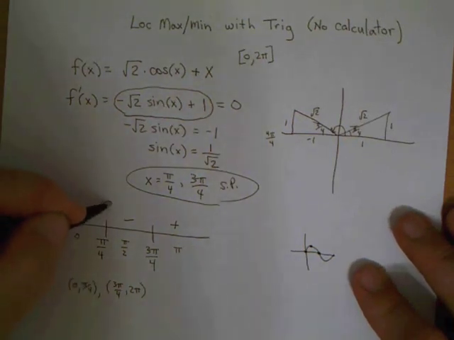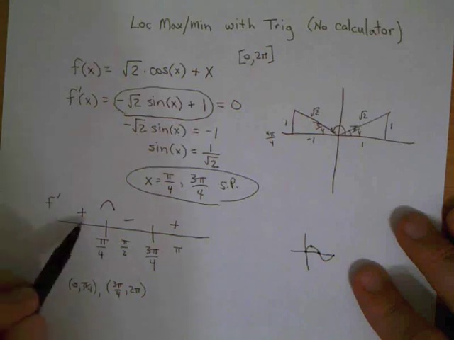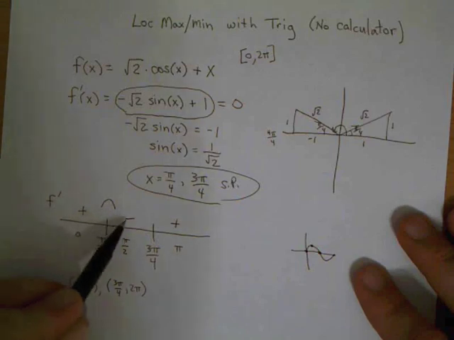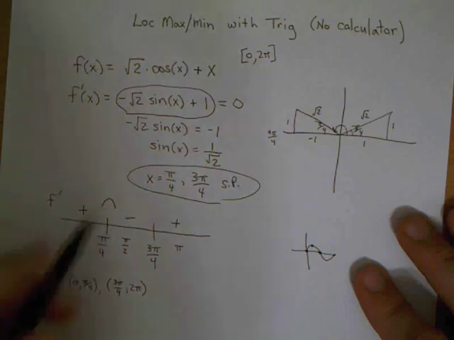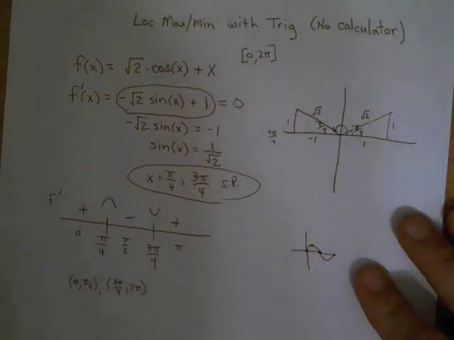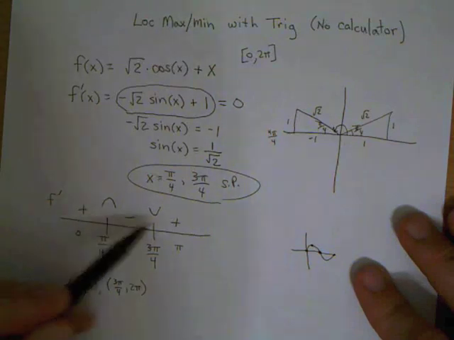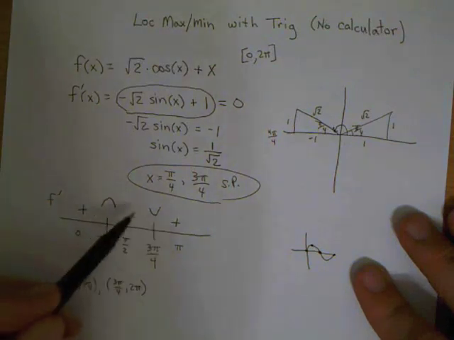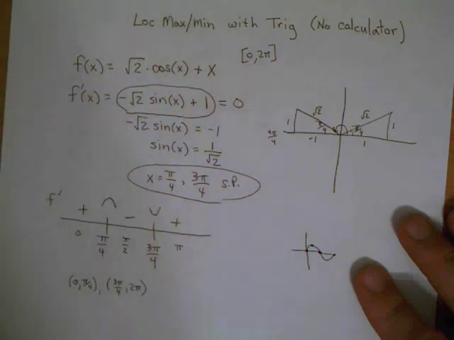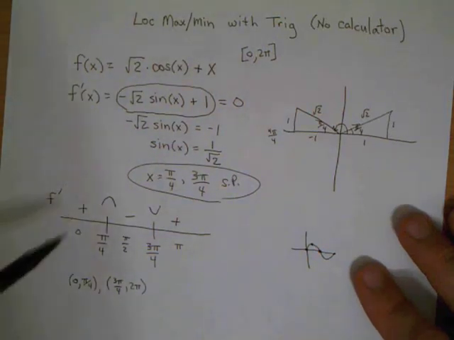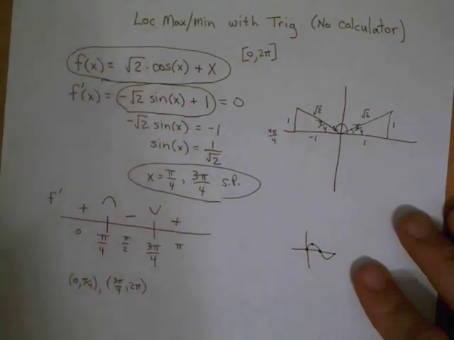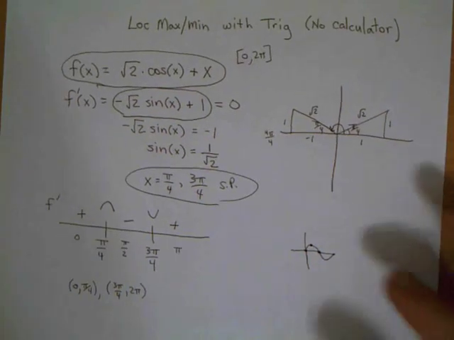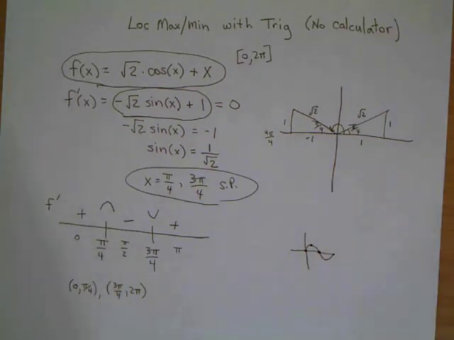If I was asked for local max, I would say I'd have a local max at pi fourth, and I would need to write this out, that f prime goes from positive to negative, so therefore f changes from increasing to decreasing. And I would have a local min here at 3 pi fourths. Since f prime is negative, changing to positive, f would be decreasing, changing to increasing. So there would be the local max and min, the intervals of increasing and decreasing for that function right there.